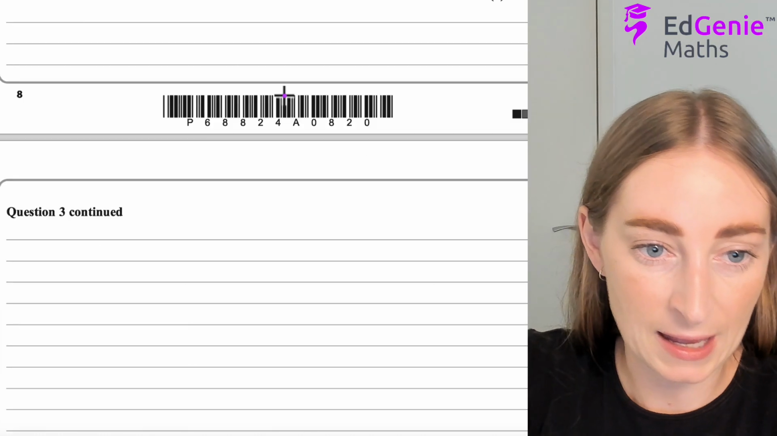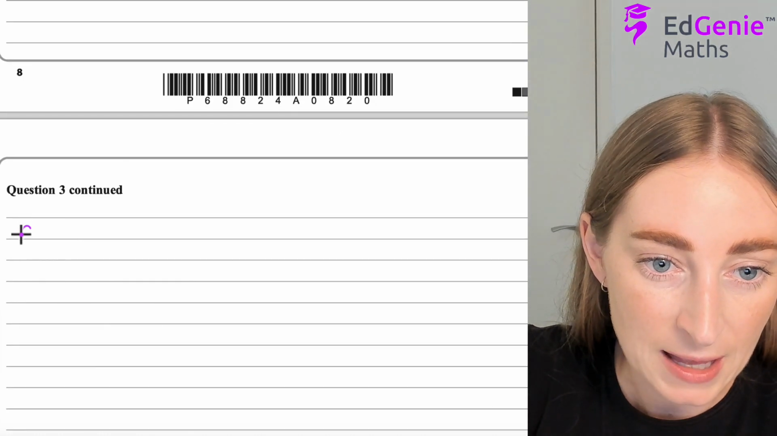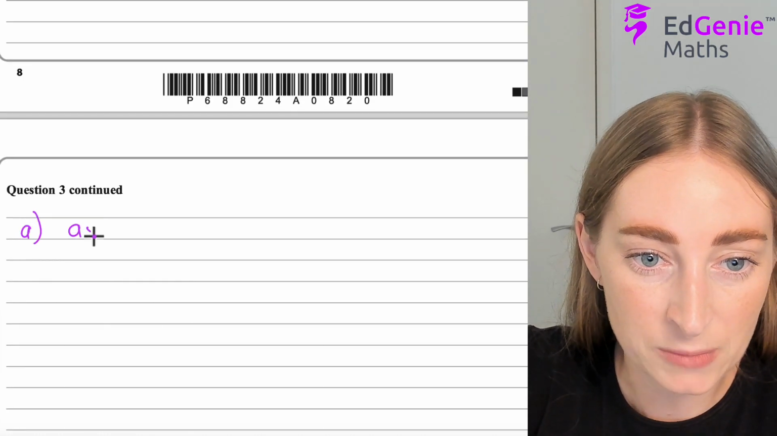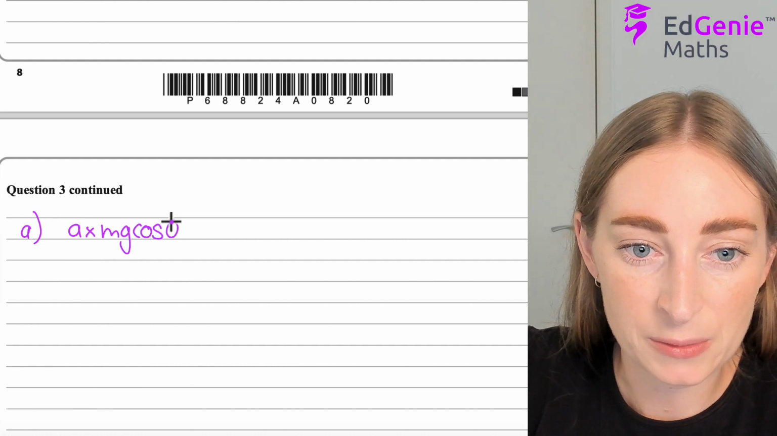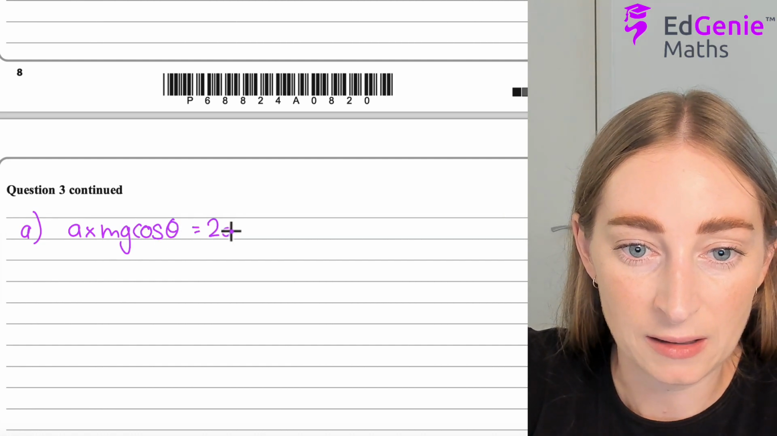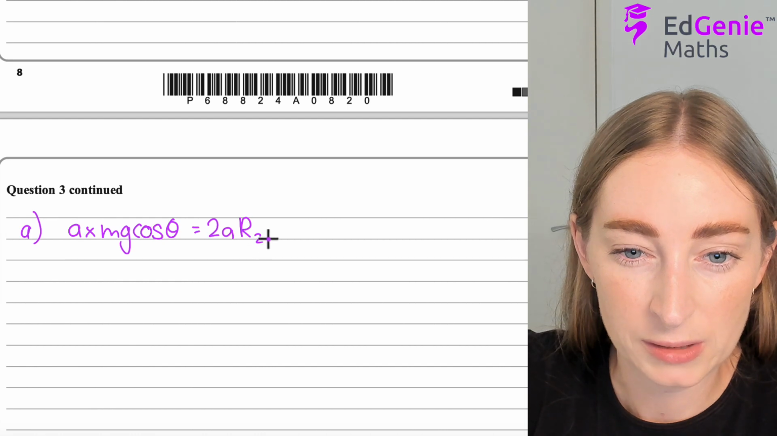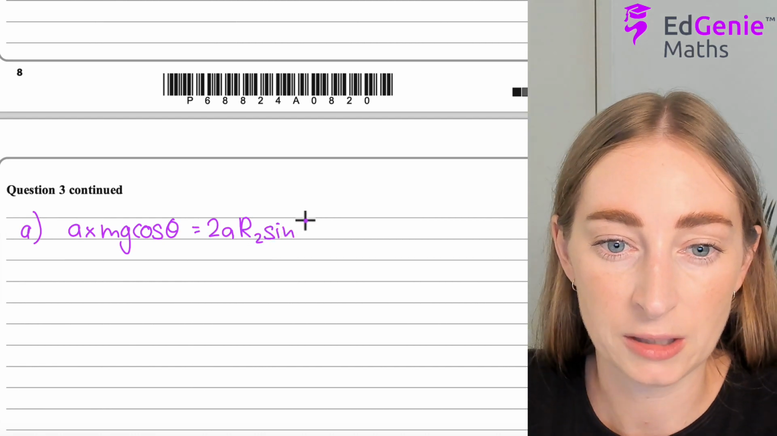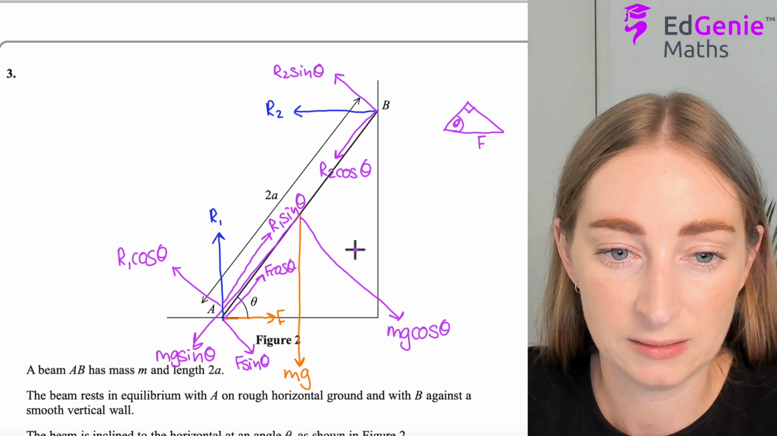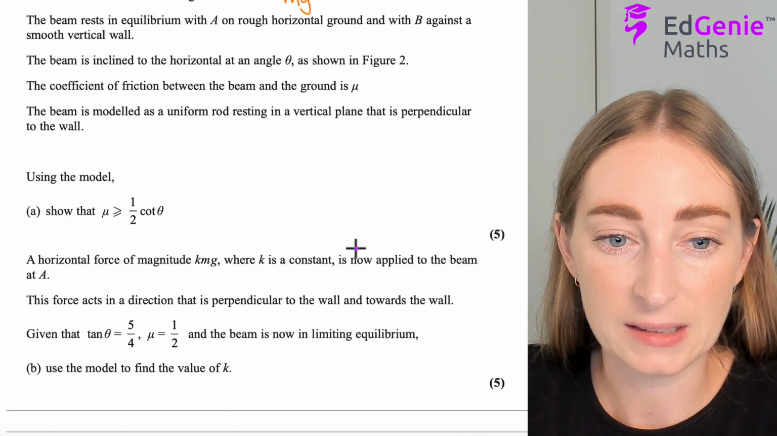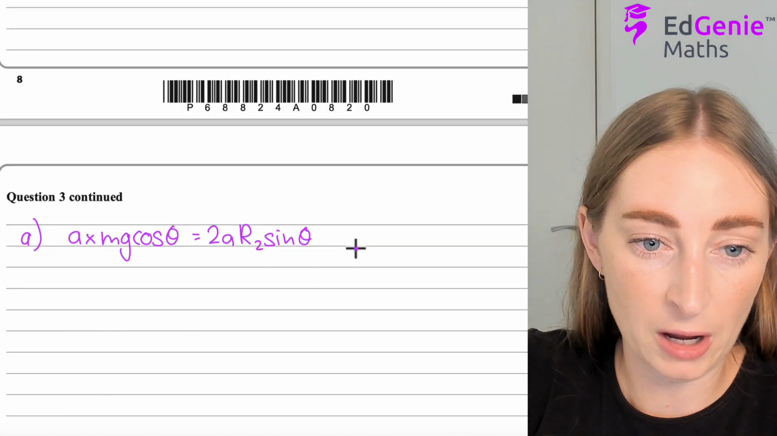So let's write that out. We are going to have a times mg cos of theta equals 2a R2, is it sine of theta? Let's go and check. That's cos, that's sine. Yeah, correct. Then let's also resolve up and down.